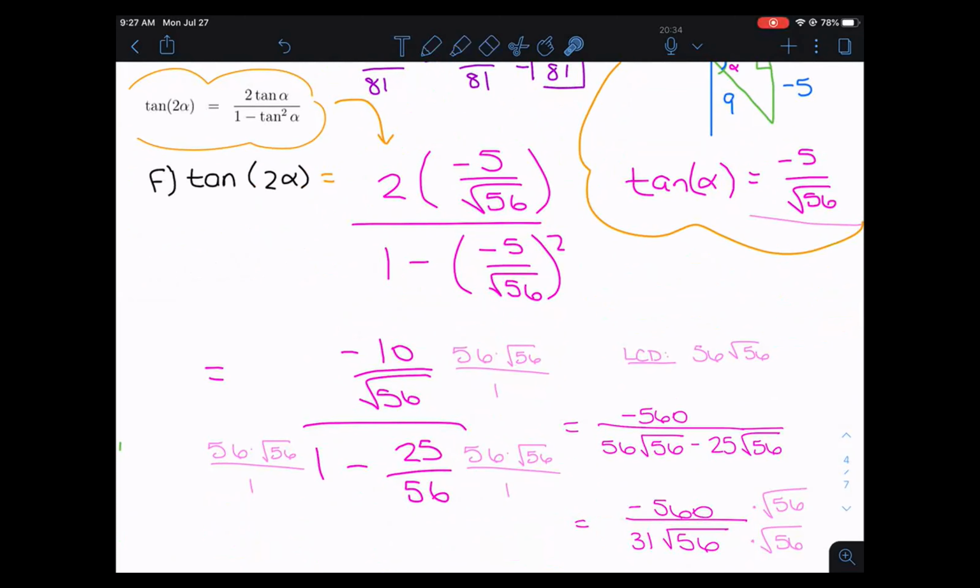If you want to simplify this completely, as much as you can, then what you can do is multiply. This is again a complex fraction, so you can multiply by the LCD, which is the least common denominator. So the least common denominator here is 56 times the square root of 56. These two are not the same thing, because remember that this is on the outside of the square root, this is on the inside of the square root.